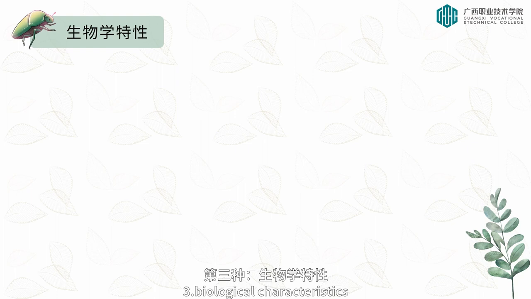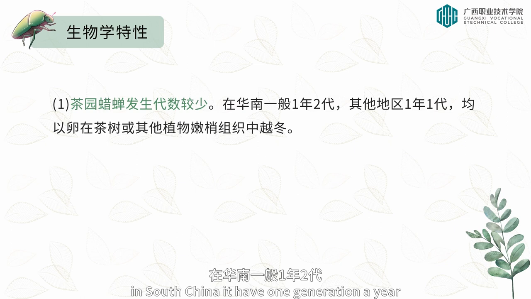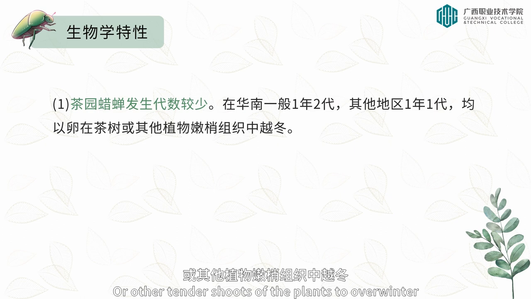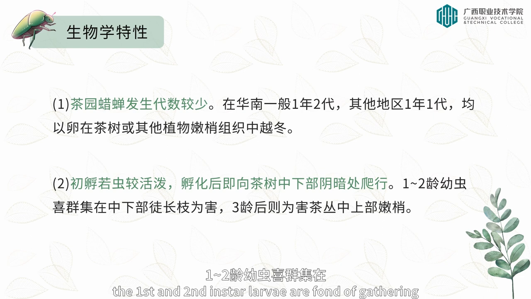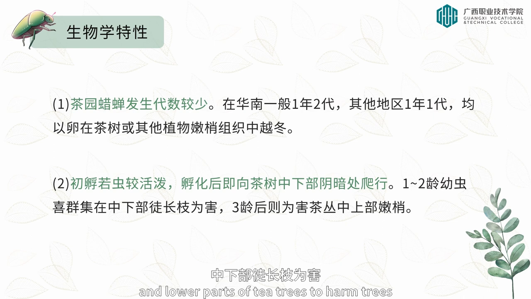3. Biological characteristics. The tea garden fulgaroid has few generations. In South China, it has two generations a year, and one generation a year in other areas. They all lay eggs on the tea trees or other tender shoots of the plants to overwinter. The newly hatched nymphs are more active and crawl to the shady parts of the middle and lower parts of tea trees after hatching. The first and second instar larvae are fond of gathering at the growing branches in the middle and lower parts of tea trees to harm trees. After the third instar, they damage shoots in the middle and upper parts of tea bushes.